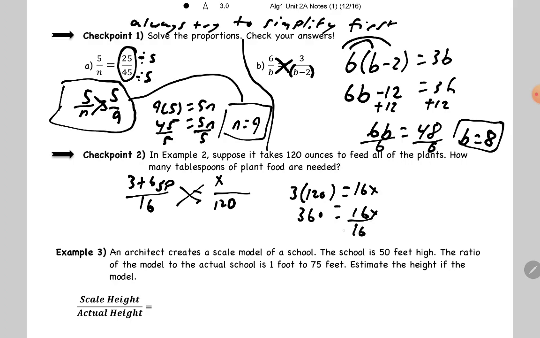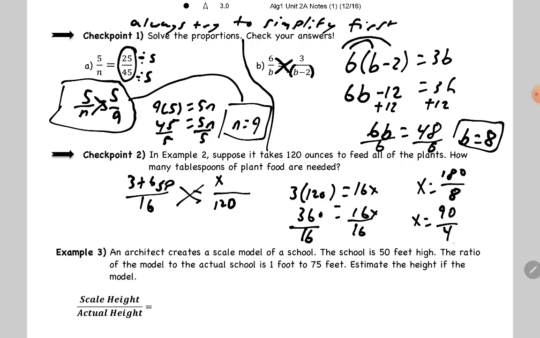So I'm going to divide both sides by 16, and I'm going to reduce this fraction. If you don't know right away, it's usually a good idea to try using 2. So I'm going to divide both the top and bottom by 2. So I have x equals 360 over 16. If I divide both of those by 2, I'll get 180 over 8. And if I do that again, I'll get 90 over 4.